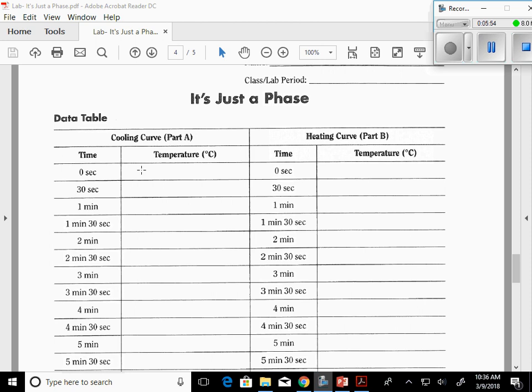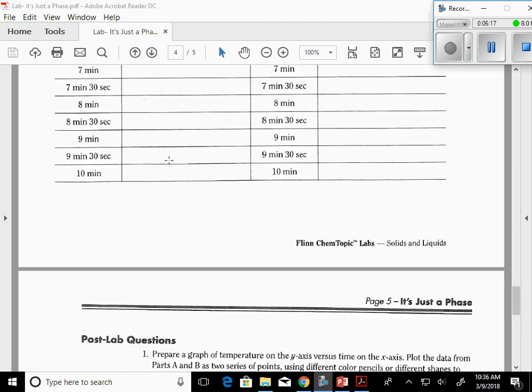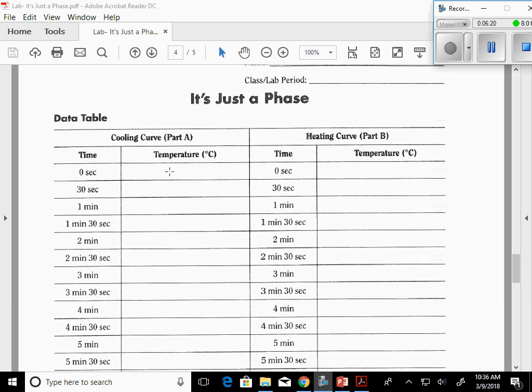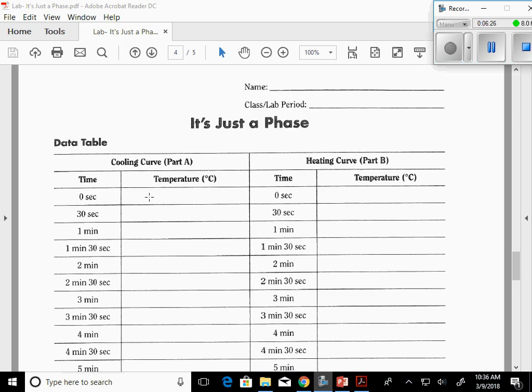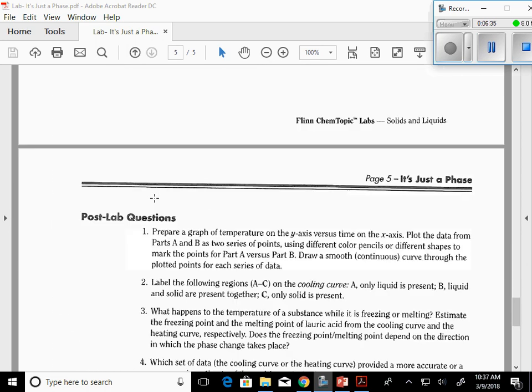If you are familiar with Logger Pro, you can make your graph on Logger Pro. Just pick an appropriate temperature experiment that they have in there, and you can make your graphs on the computer. If not, you're going to have to do it by hand, whether you use Excel or paper and pencil. So if you're adequate enough with Logger Pro, you can use the computer to make your temperature versus time graphs, but if not, you'll have to do it by hand.